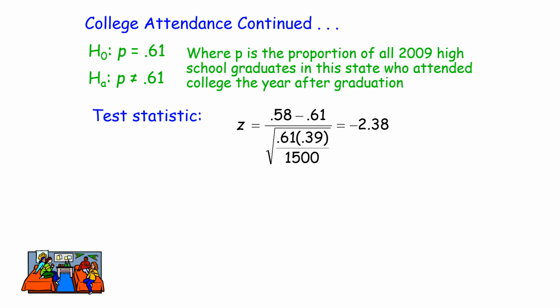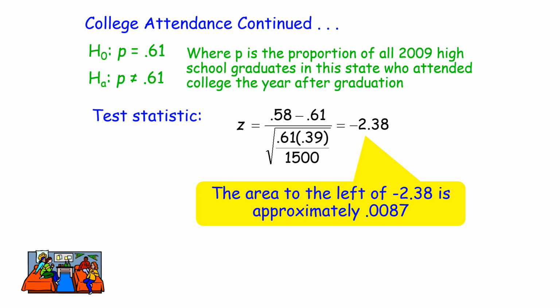So here we'll take our test statistic and plug in our values, which is going to give us a z-value of -2.38. This is going to be the area to the left that we're going to be looking at. And if we look at the area to the left of -2.38, we're going to find that that's approximately 0.0087.